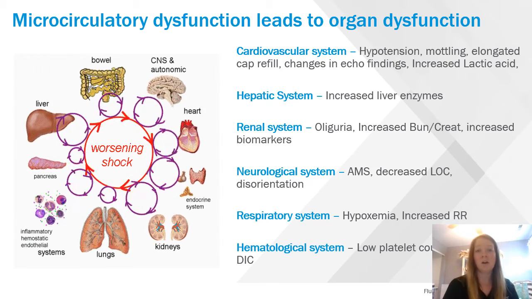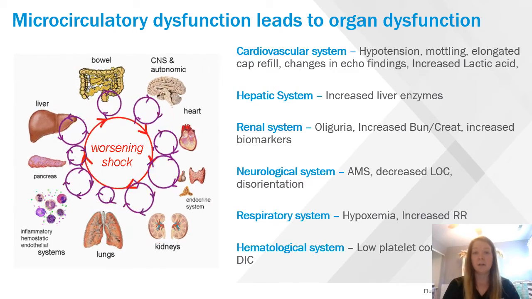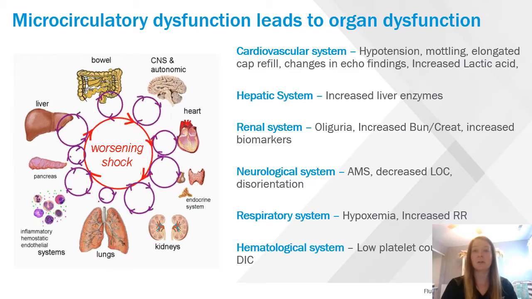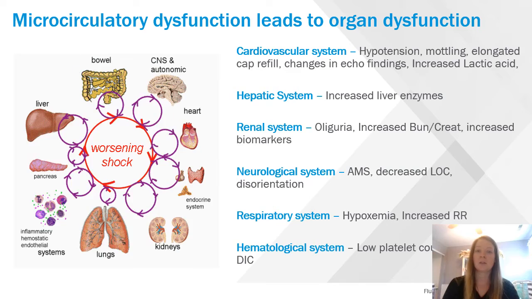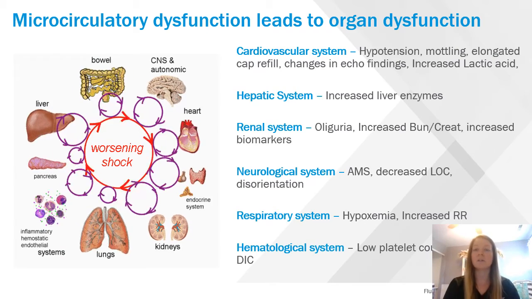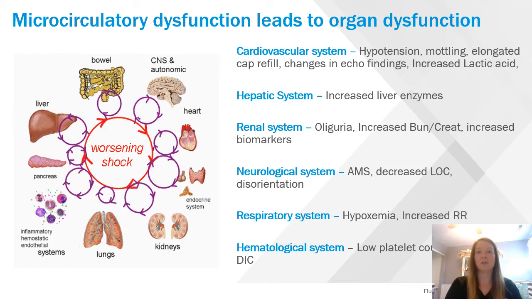If our kidneys are not having proper oxygenation, we might see oliguria or low urinary output. We might see some changes in our lab values, such as increased BUN and creatinine, maybe even some biomarkers if that's something that your hospital looks into. If our brain is not being perfused, we might see our patient showing signs of altered mental status or decreased level of consciousness. And of course, with our respiratory system, our patients will be showing signs of hypoxemia and also an increase in the respiratory rate.